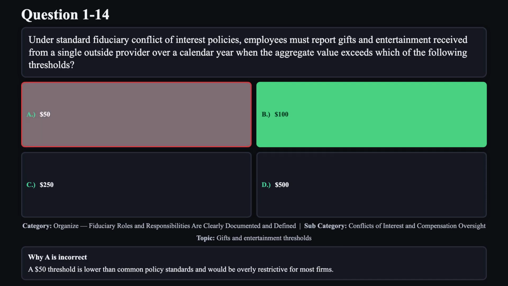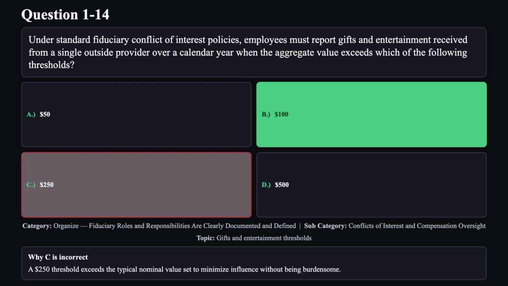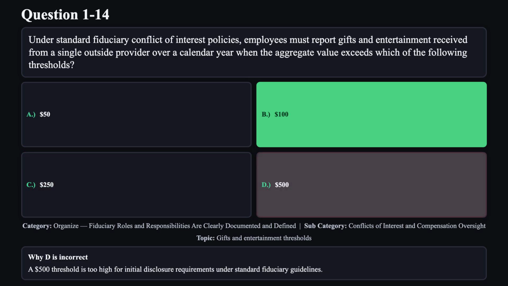Reason A is not correct. A $50 threshold is lower than common policy standards and would be overly restrictive for most firms. Reason C is not correct. A $250 threshold exceeds the typical nominal value set to minimize influence without being burdensome. Reason D is not correct. A $500 threshold is too high for initial disclosure requirements under standard fiduciary guidelines.